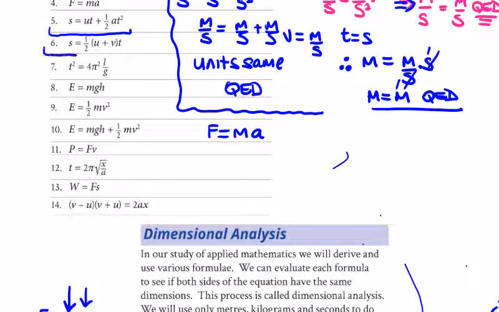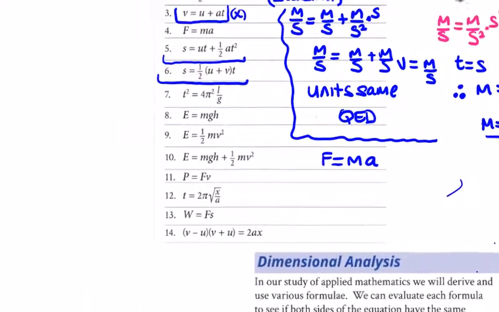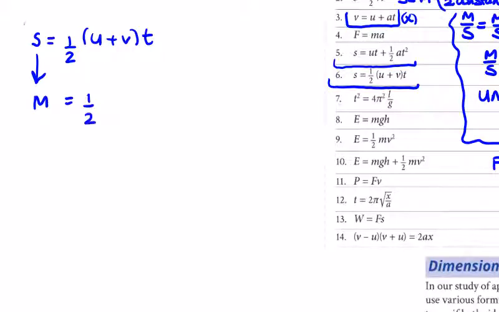Question 6, s is equal to a half u plus v times t. Don't panic. Just write it out. S is equal to a half, which we don't need, it's a constant. U plus V times T. Always write the question out again. S, displacement, is measured in meters. Is that equal to a half of something? You can leave it in if you want.